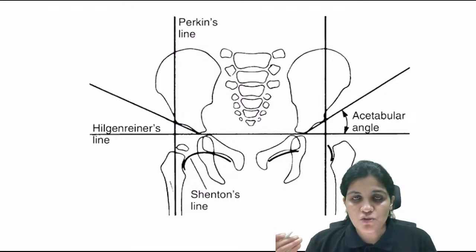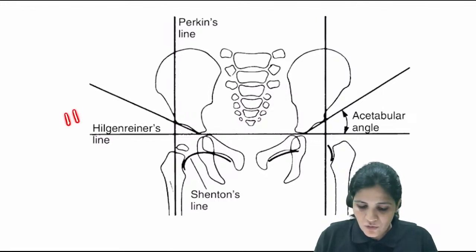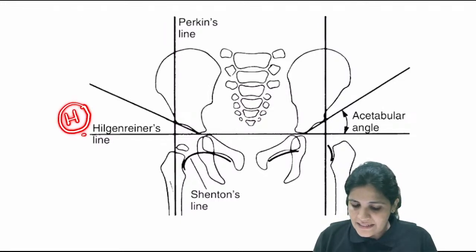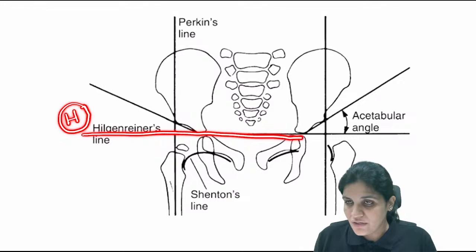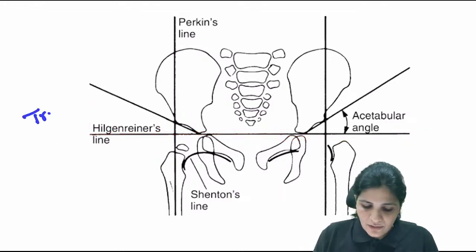Okay, so the first one is your Hilgenreiner's line. You can see here the Hilgenreiner's or the H line. This is a horizontal line, H for horizontal, which is drawn along which structure? It is drawn along the triradiate cartilage.